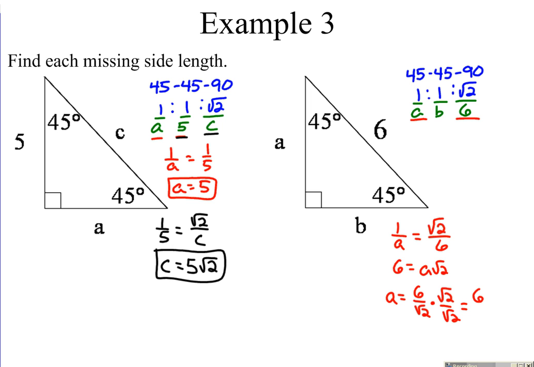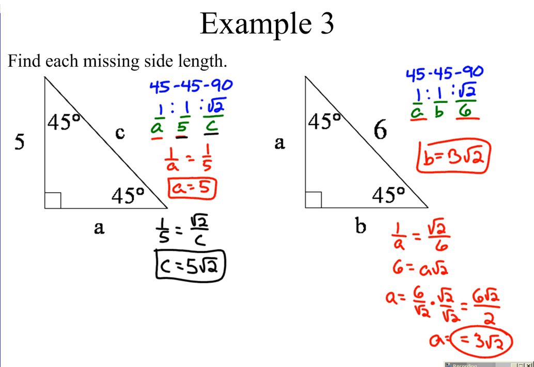So now I get 6 root 2 over root 2 times root 2, which is root 4. Square root of 4 is just 2. Finally, simplify. 6 divided by 2 is 3. So we know that side A is 3 root 2. If A is 3 root 2, we know B also has to be 3 root 2. So 45, 45, 90, 1 to 1 to root 2.